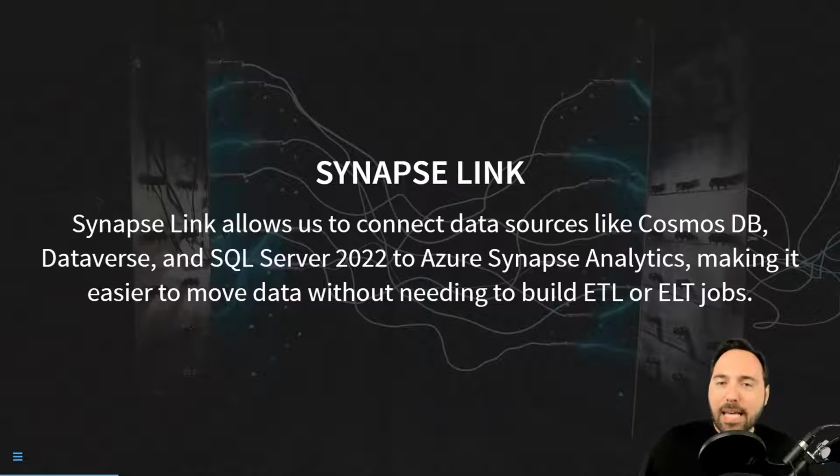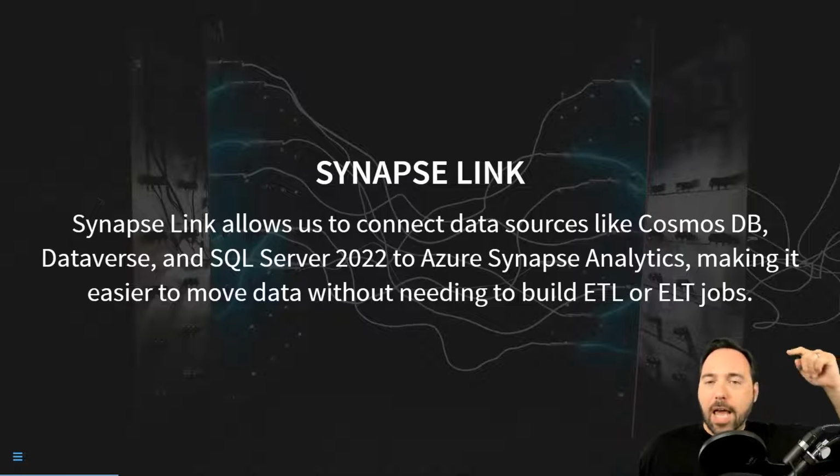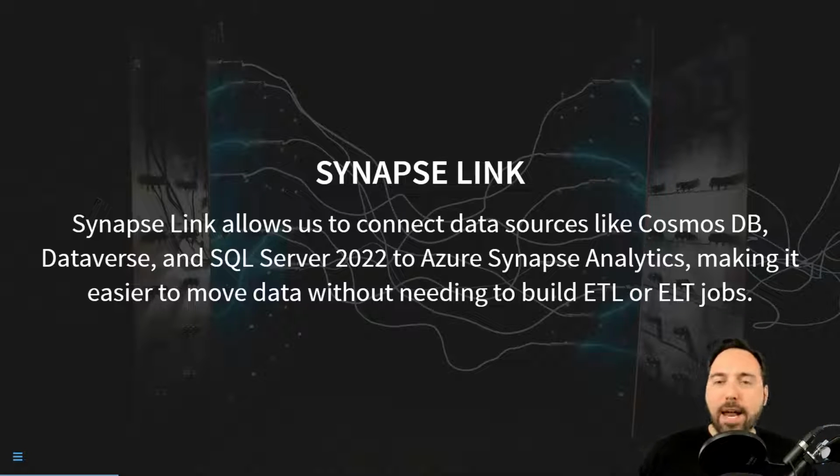And Synapse Link is our last major product in this space that we need to think about. This is our way to connect data sources. Initially, it was to connect Cosmos DB to an Azure Synapse Analytics Spark pool or a dedicated SQL pool. Since then, there have been additional connectors for Dataverse, and also SQL Server 2022 has a connector that will allow you to feed data into Azure Synapse Analytics without needing to build your own ETL or ELT jobs. So this is a fairly easy way to migrate data over.